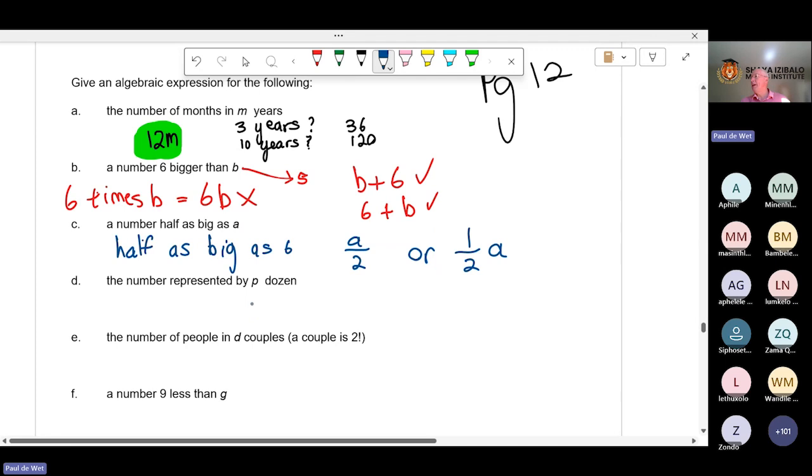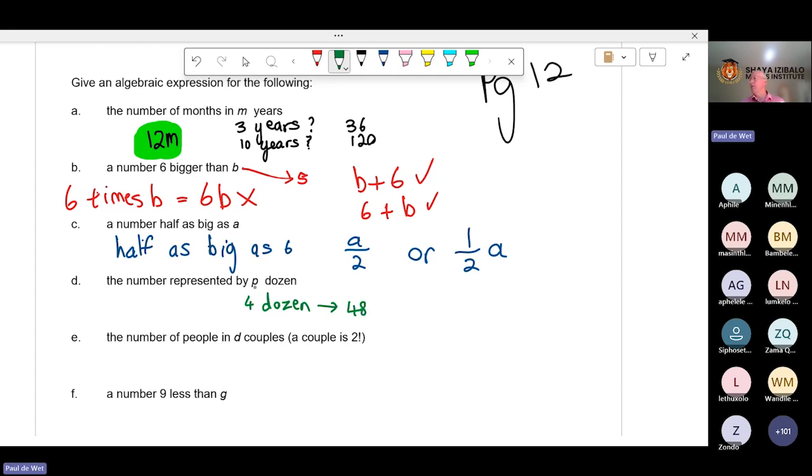How big is P dozen? What is a dozen? What does a dozen mean? It means 12, eh? So if I've got P dozen, how big is that number? All right. And again, I want you to think, what if I've got 4 dozen? What would 4 dozen be? Well done to all of you who are writing 12P, guys. 4 dozen would be 48. It would be 4 times 12.